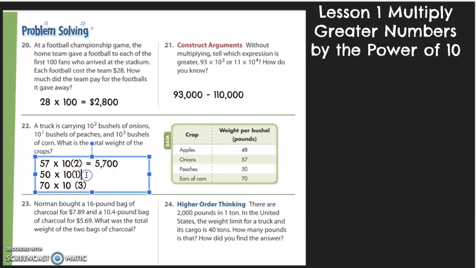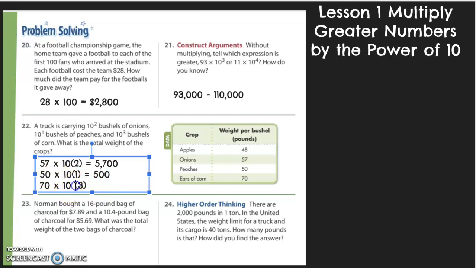50 times 10 to the 1st, ooh, I like that one, because that's just going to be 500. And we look here on our shortcut, 50 times 1 would be 50, so that's this. And then I have one more 0, so it becomes 500. It's almost like just saying 50 times 10.